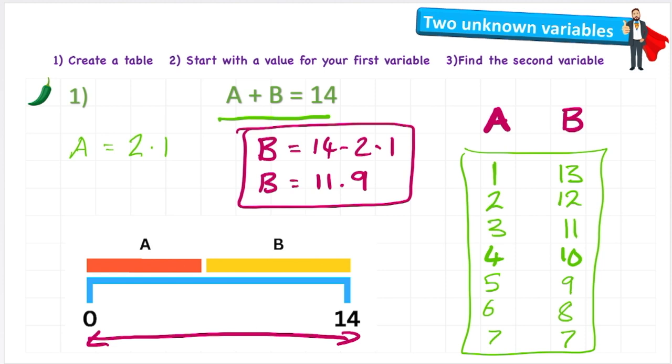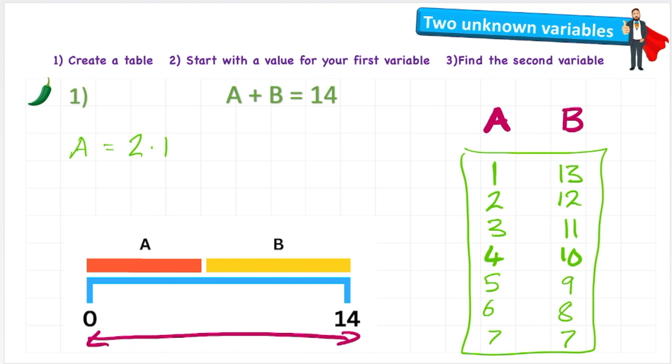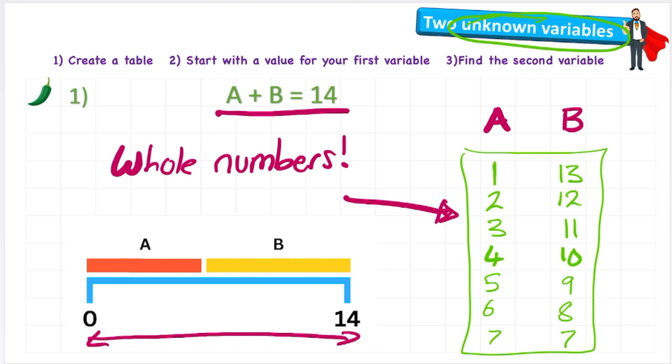And if we think about it with decimals, I could put A as being 2.1, but I could also put it as 2.11 or 2.112 or 2.1123, and I could go on forever. So we say, as mathematicians, that there are infinite, unlimited amounts of possibilities for an equation with two unknown variables, unless we're given some rules to play with. Because imagine if we were looking at this equation here, but they told us that we have to use whole numbers. Well, in that case, these would be our only solutions.